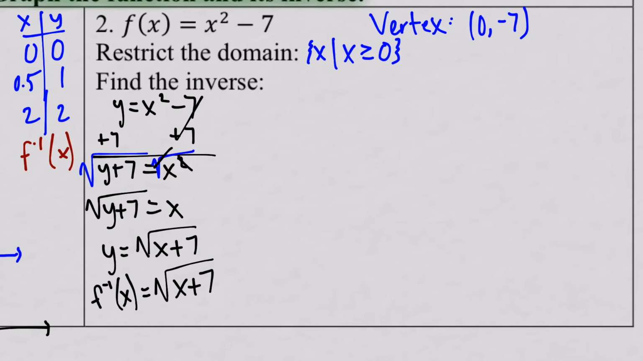There's your inverse. We're going to check it by doing a composition, right? Composition means you're going to plug this one in here for x, or this whole thing in here for x. Either way that you go, your result should be x, right? That's all you should have left.